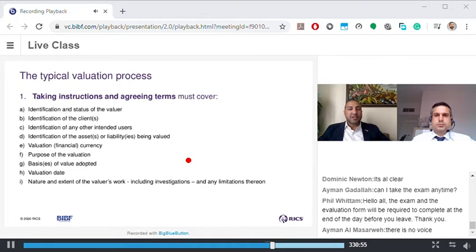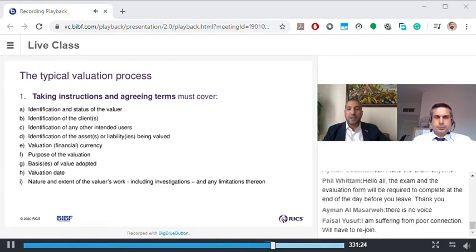There's the financial currency, the valuation currency. Is it going to be valued in dinars? Is it going to be valued in dollars? The purpose of the valuation has to be stated and agreed upon. The basis of value adopted has to be agreed upon. The valuation date has to be agreed upon, and the nature and extent of the valuer's work, including investigation. For example, there will be a site inspection. There's going to be a period of time where we're going to be collecting data and comparable evidence. It has to be agreed upon in the scope of work.